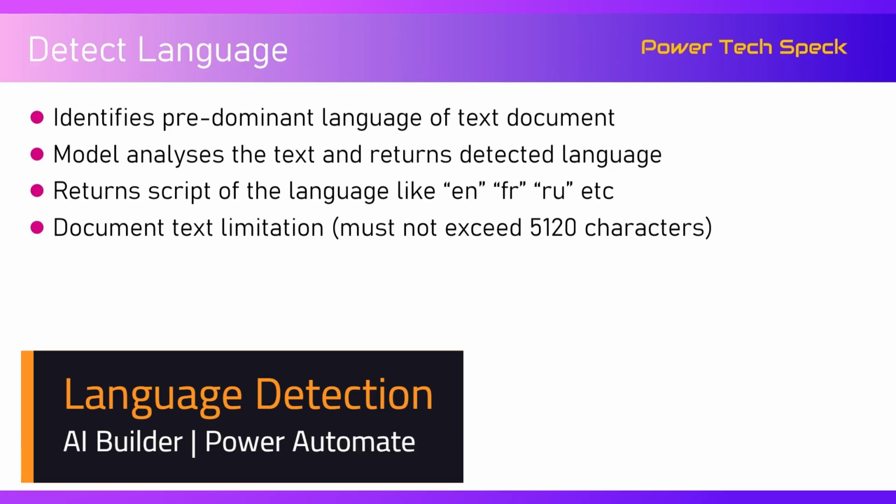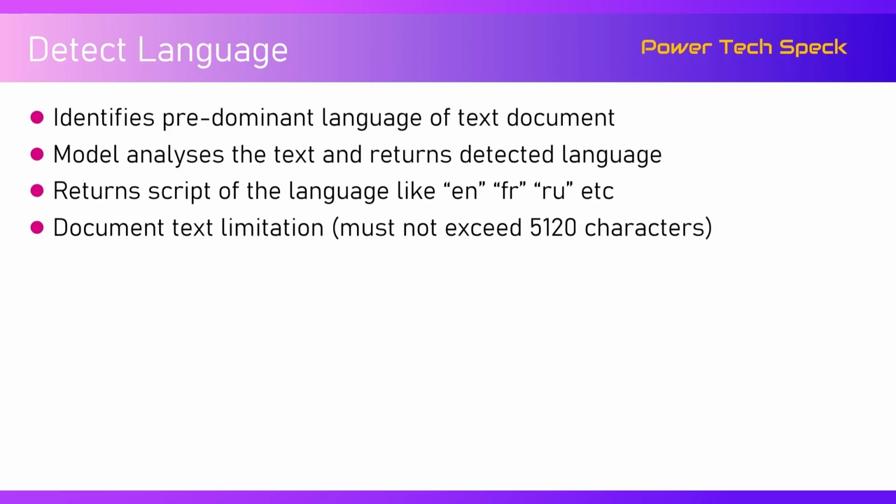In this video, I will be exploring one of the actions within AI Builder named Detect Language. As the name indicates, this detects the language of the incoming text. So basically, it identifies the predominant language of a text document. The underlying model analyzes the text and returns the detected language. When I say it returns the detected language, basically it returns the code of the language.